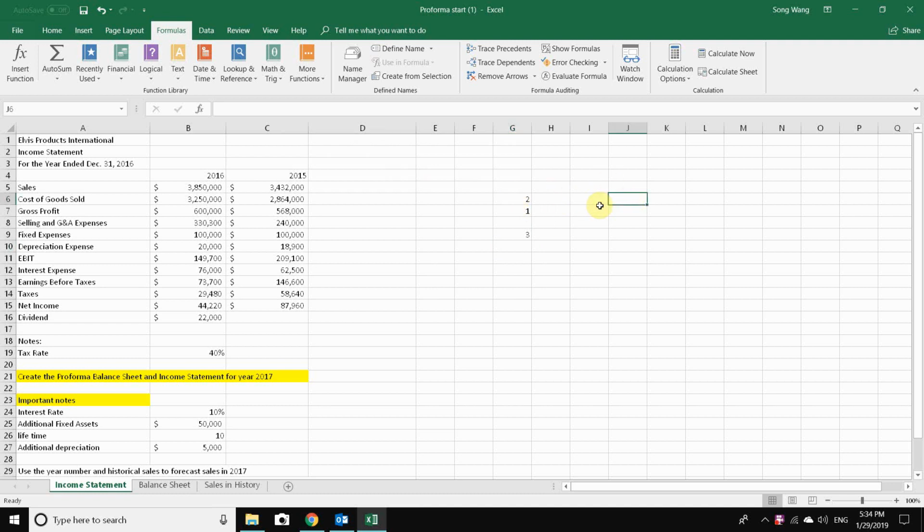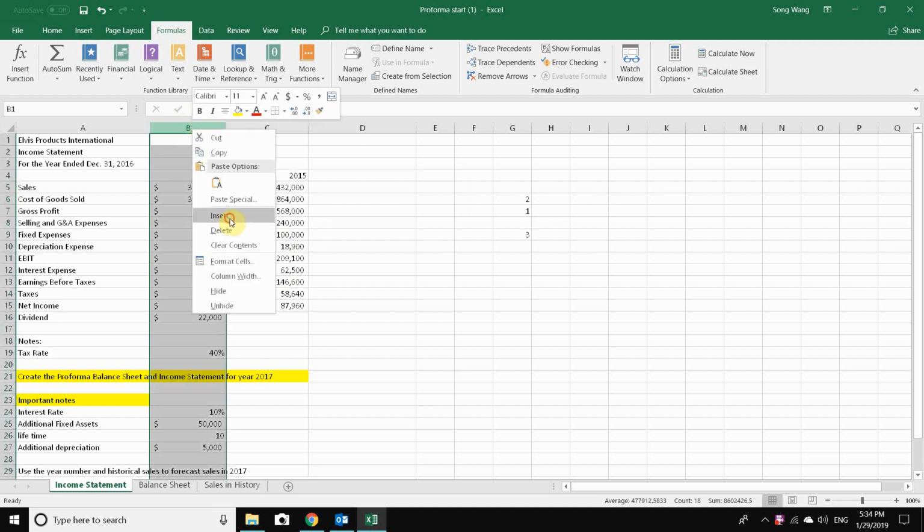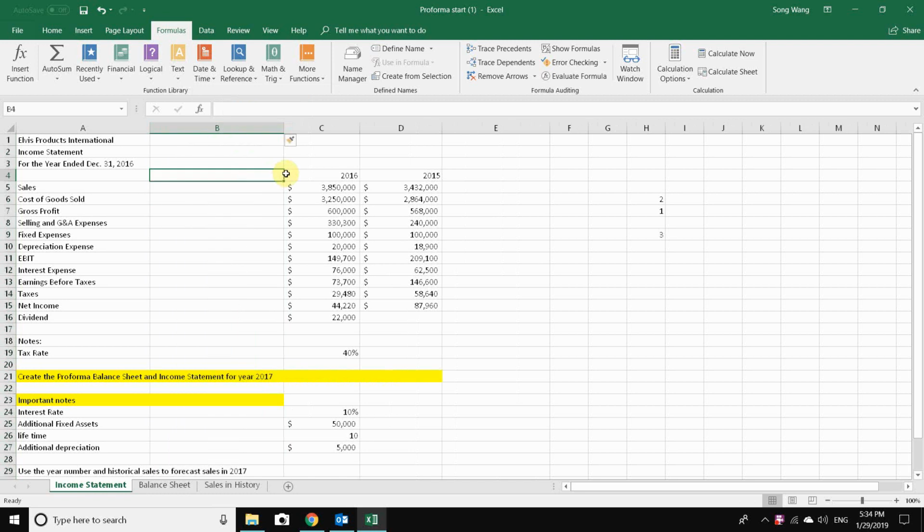Today we're gonna move on to the Proforma analysis, and Proforma basically means the forecasted. So if I'm going to insert a new row and rename it as 2017, however, it is a Proforma or forecasted year for all the accounting items. It's not really an actual number, so I need to mark it as a Proforma.